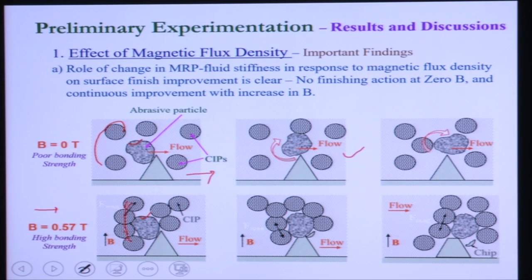Now, there is a flow, so you are flowing this media. When this abrasive particle comes into contact with some roughness peaks, at that time it removes the surface undulations from the workpiece surface. In the second picture, you can see it removes small chips from the roughness peak. In the third picture, you can see it is completely removed.